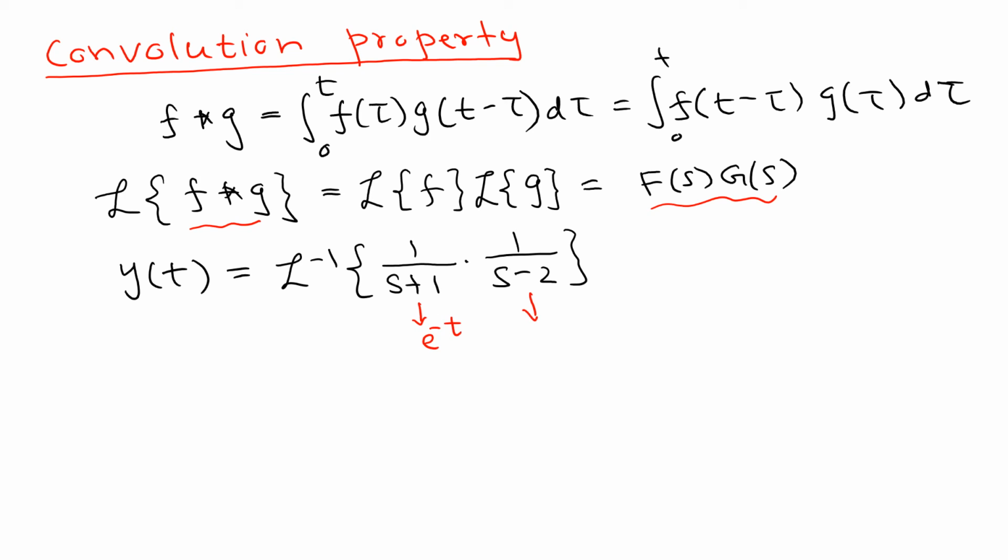The second one is the function e to the 2t. Those are the corresponding functions. So according to the convolution theorem, if you take the inverse of the product, it's going to give you the convolution. That means the answer is e to the negative t convolution of e to the 2t. So in the convolution domain, this is the answer to the differential equation.